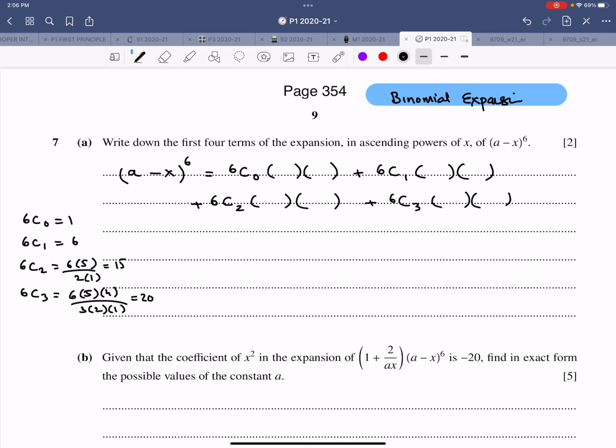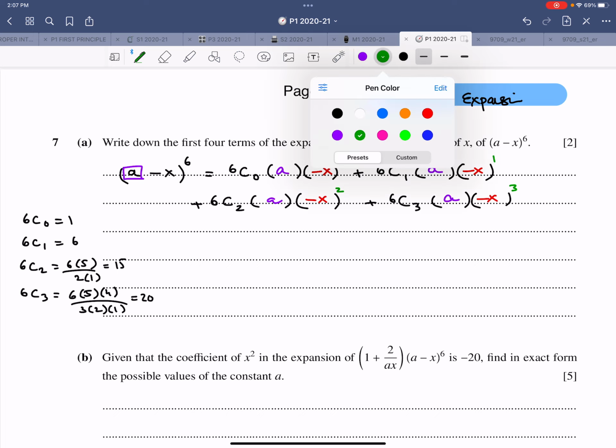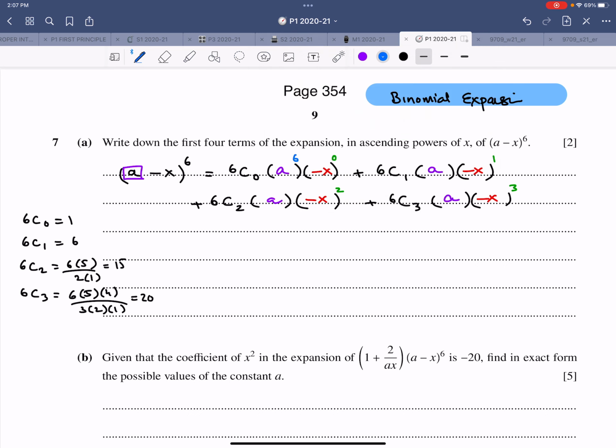The first term is a, so I'll write a, and a. Second term is minus x, so therefore this is minus x like this. And let's look at the powers. So this is 0, this is 1, this is 2, this is 3. And then in blue, this is 6, and this is 5, and this is 4, and this is 3. Naturally, you would be having more terms, but we are not writing them.